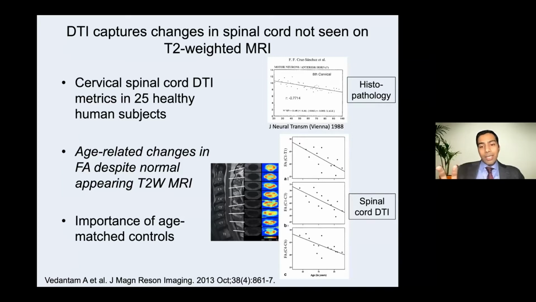And so we see that DTI metrics are age-dependent, and so when you're comparing cases and controls, you want them to be of similar age.